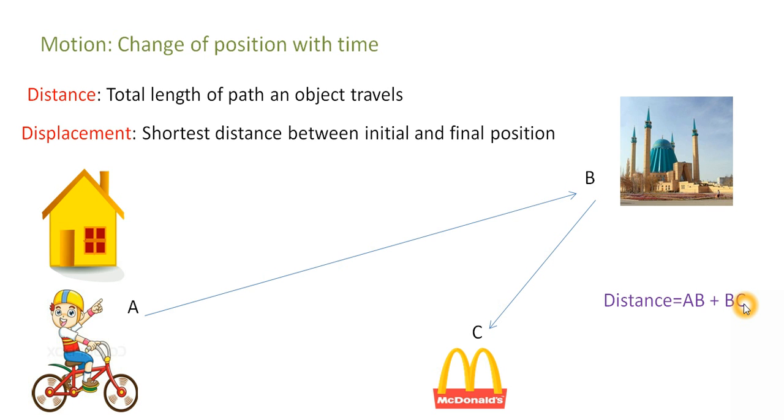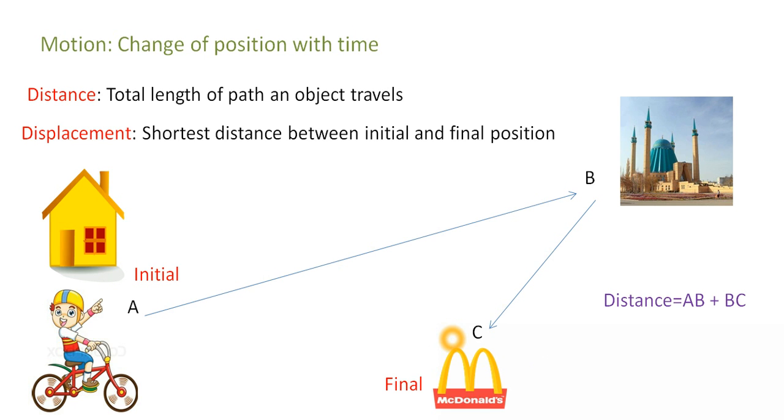Now, what will be the displacement in this case? Since we know displacement is the shortest distance between the two points, between the initial and the final position, we are not bothered about the path which was followed by the boy. What we are bothered about is the initial position and the final position. Its initial position is here, A, at his home. And finally he reaches McDonald's at C. That is its final position.